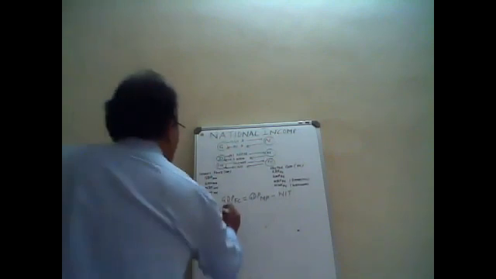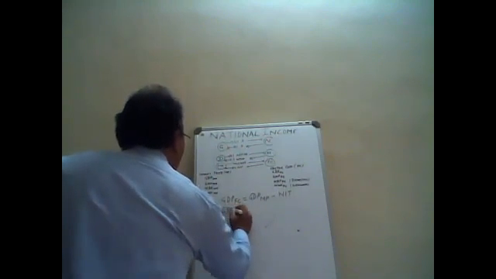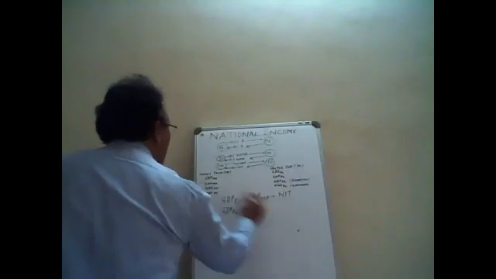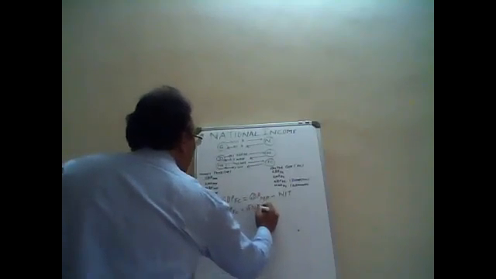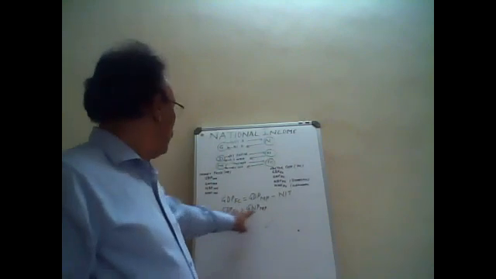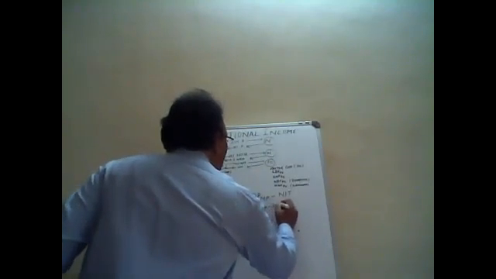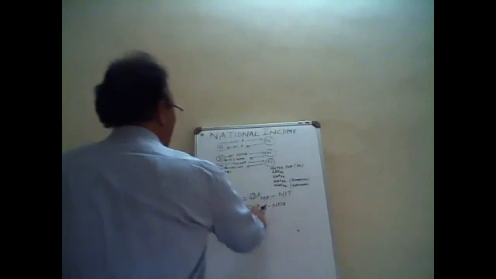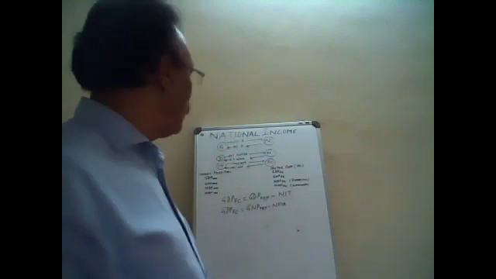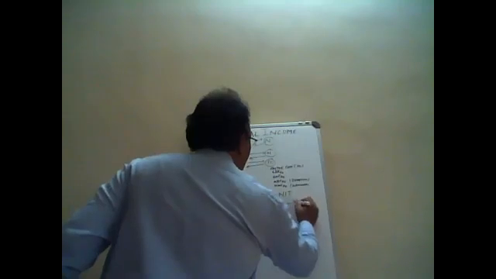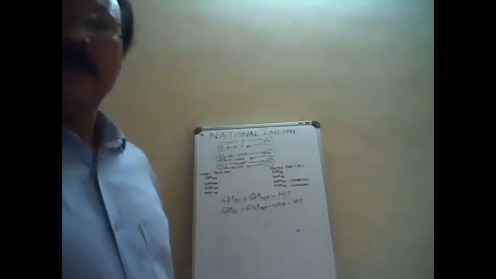Second, GDP factor cost when GNP market price is given. Check out gross, gross. National to domestic, minus NFIA. Market price to factor cost, minus NIT. It's as simple as that.